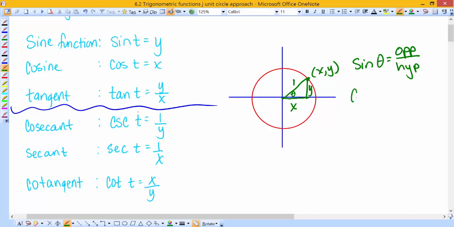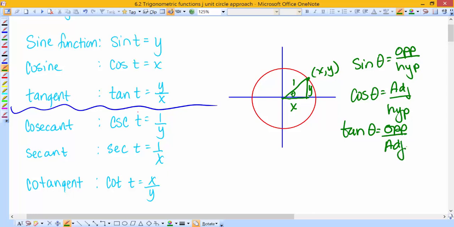Cosine is adjacent over hypotenuse. Adjacent is the x, hypotenuse is 1, so x over 1 is x. Tangent is opposite over adjacent. Opposite is y, adjacent is x, so y over x.